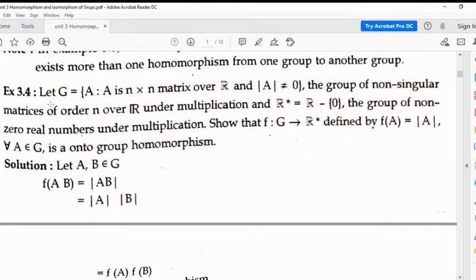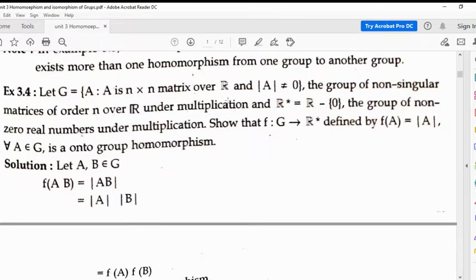Example 3. Let G be the set of all A such that A is an n by n matrix over the real numbers R, and determinant of A is non-zero, that is, the set of all non-singular n by n matrices. The group of non-singular matrices of order n over R under multiplication. Clearly this forms a group under multiplication.